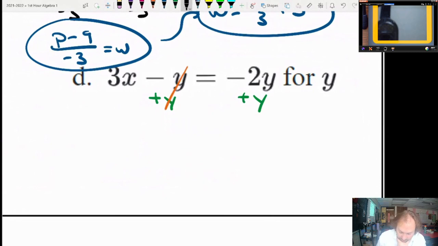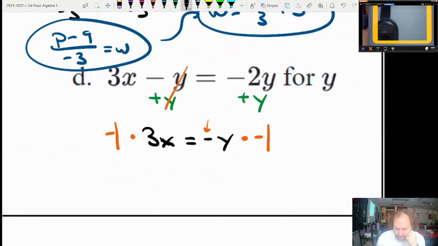So we'll have 3x on the left, and we'll have a negative y over here. And this is really close to being done. The only difference is that I don't want negative y, I want positive y. So I'm just going to multiply by negative 1. That's the easiest way to make this happen. It'll make it negative 3x and positive y, which is a good way to do that problem too.